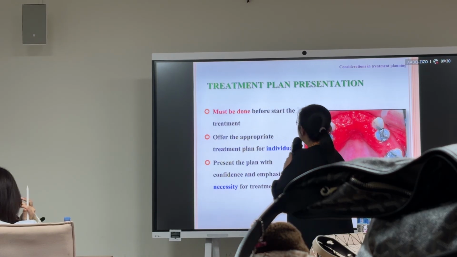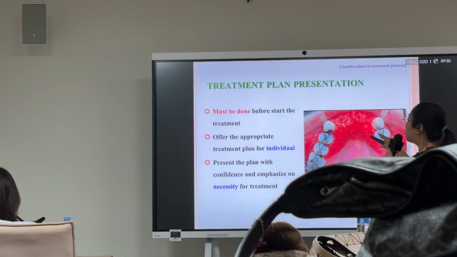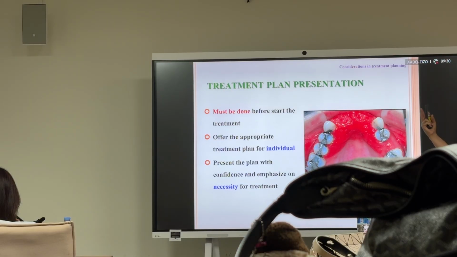And the treatment plan must be done before starting the treatment. You have to discuss with the patient, okay, like this: number one, step 2, 3, 4, 5, 6, and okay, deal, and then you start now. Offer the appropriate treatment plan for the individual, because patient A may be different from patient B even with a similar oral condition. Present the plan with confidence. I think every student has high confidence, right? And emphasize the necessity for treatment. That's why we need to treat.